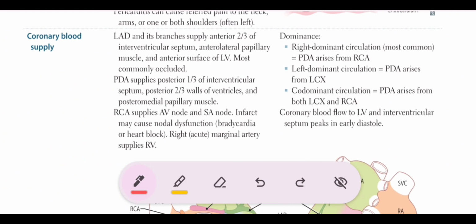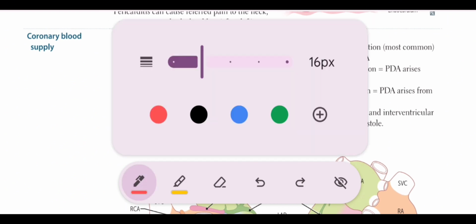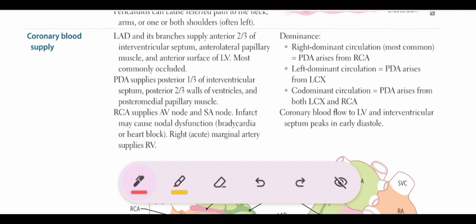Then we have dominance. When posterior descending artery branches from the RCA, this is known as right dominance. When posterior descending artery arises from the left circumflex artery, that is a branch of left coronary artery, then that is known as the left dominant. There is third situation in which the posterior descending artery arises from the left circumflex and right coronary. This is known as codominant circulation.